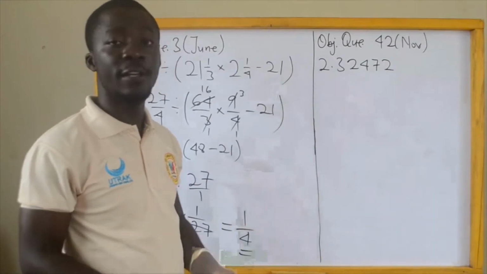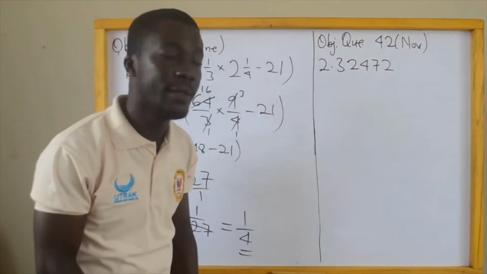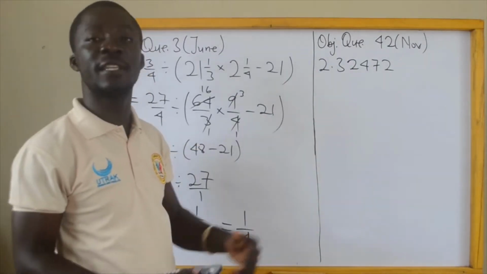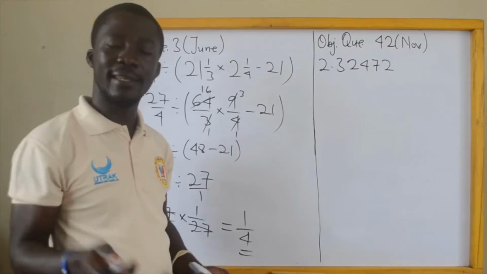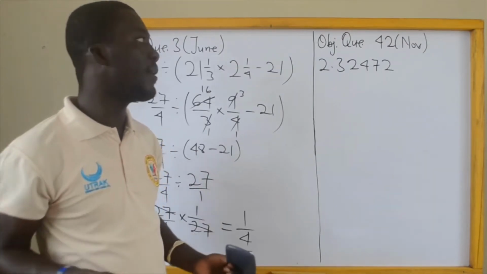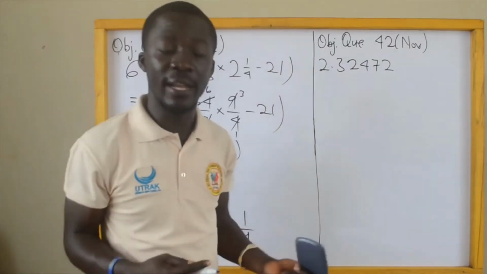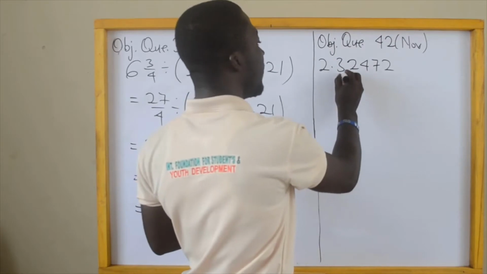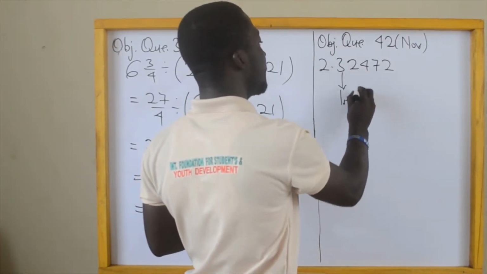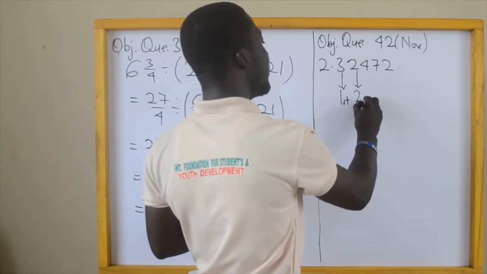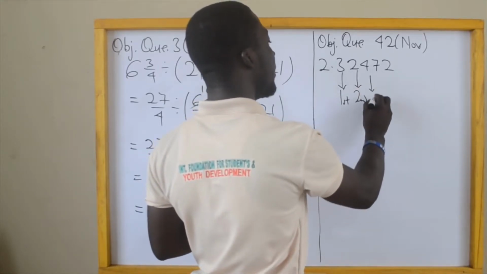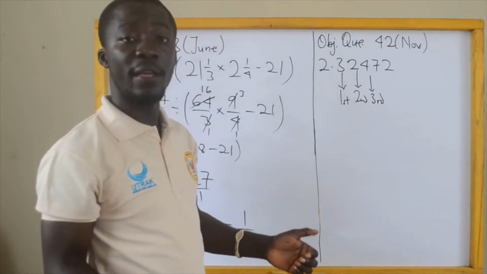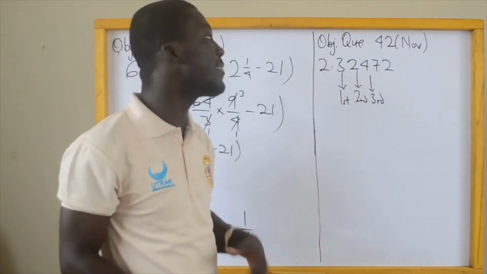Our objective question 42, which came in November, says that we should correct 2.32472 to 3 decimal places. In a question like this, you have to identify the various decimal places we have. This 3 is the first decimal place, the 2 second, the 4 is the third, and so forth. So the question is saying we should convert this one to 3 decimal places.